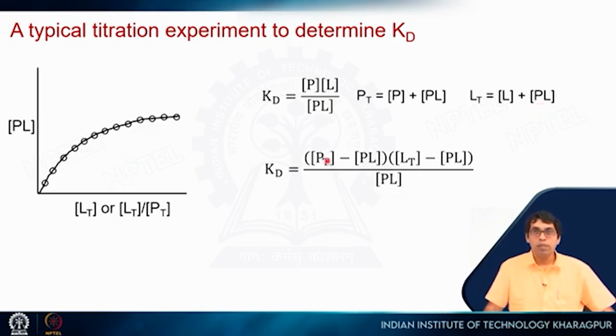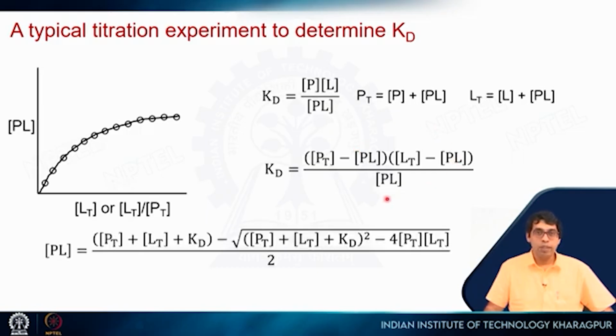So, we know P total, we know L total, we know PL, but when we multiply this out, it will form a quadratic equation. We can solve that quadratic equation and we will get something like this. So, from the titration experiment, we will estimate KD, which is unknown. That is the basis for all the experiments that we do, and I will discuss specific examples in the last week's lecture.